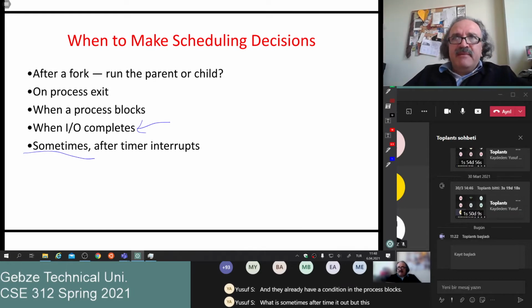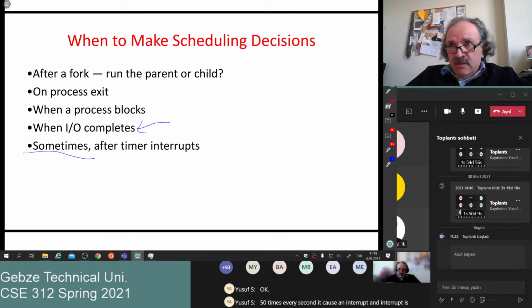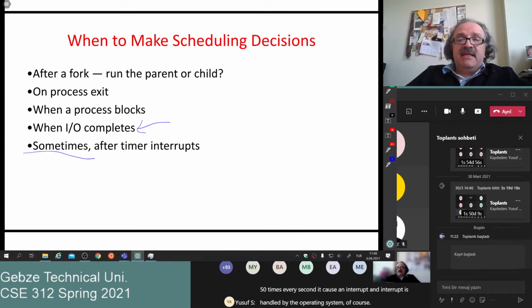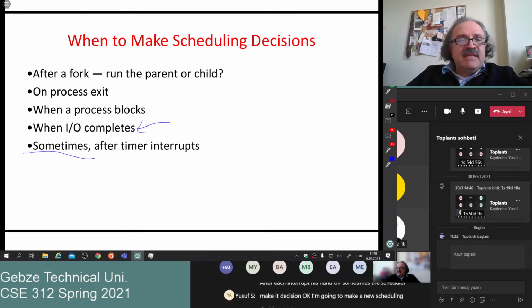What is a timer interrupt? A timer interrupt happens 20 times or 50 times a second. There is an I/O device called the clock, the system clock. It causes an interrupt 50 times a second. An interrupt is handled by the operating system, of course. After each interrupt is handled, sometimes the scheduler makes a decision: I am going to make a new scheduling decision now. What is that sometimes?